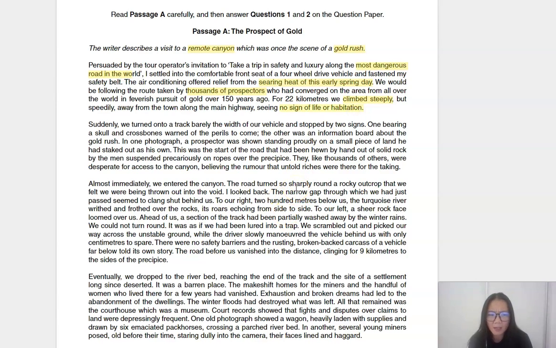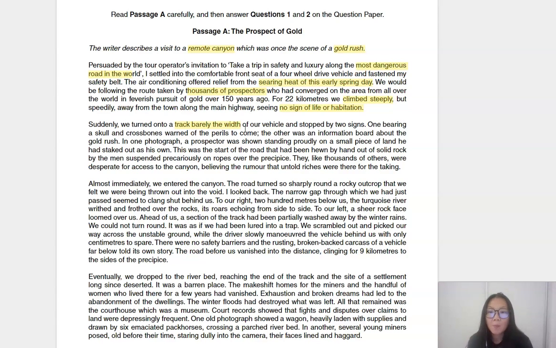Perhaps then maybe why? Is it located pretty deep in the forest, for instance, having to maybe hike up the mountain to go into some remote forest and things like that, okay? Or perhaps the river that you are actually hiking on, because gold is usually panned in the river, so having to hike to the top of the river, perhaps. Okay, so suddenly we turned onto a track barely the width of our vehicle and stopped by two signs. So if the track is similar then and now, you could talk about how it is not very wide. So you do have to be quite careful when you are traveling on the track.